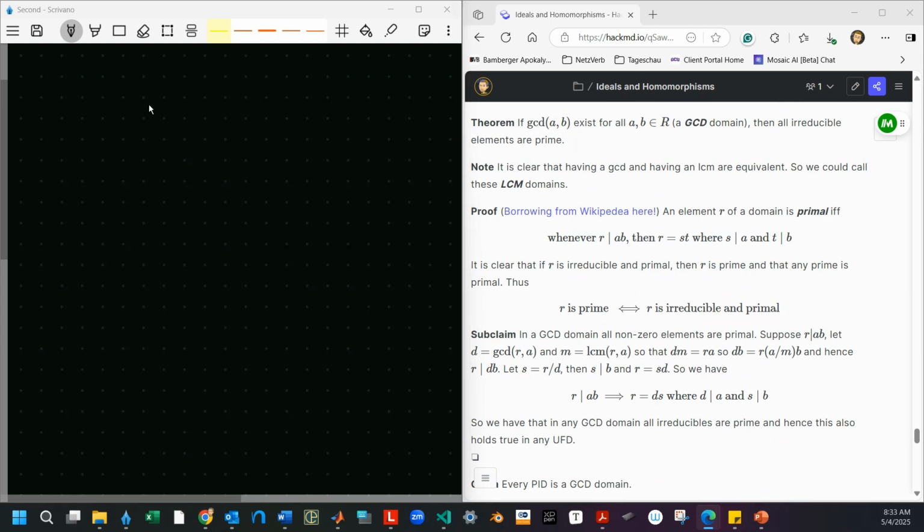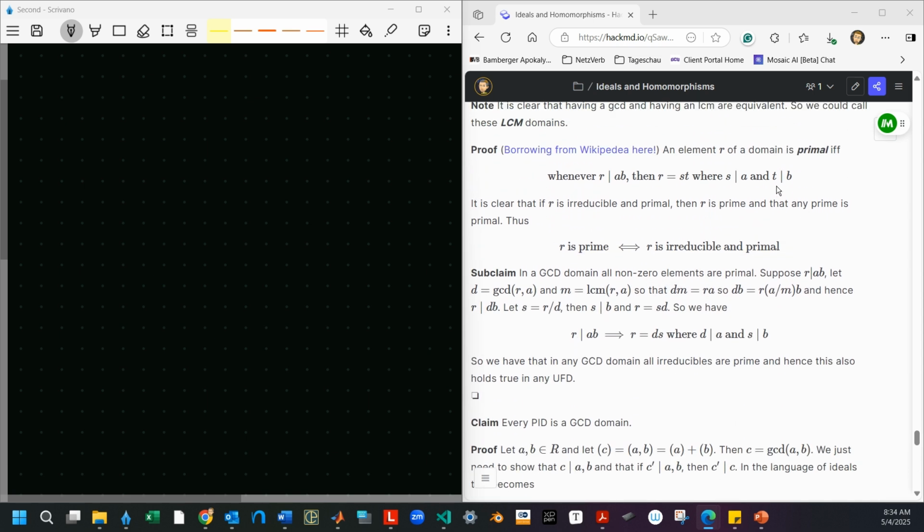Okay, we're trying to prove that in a GCD domain, so the GCD of A and B exists for all A and B, then irreducible elements are prime. Remember, before we showed that primes are irreducible. It's a cute proof, and I guess I stole it from Wikipedia somewhere. And there are also the notions of primal ideals. You could just keep going with this, but the idea is this.